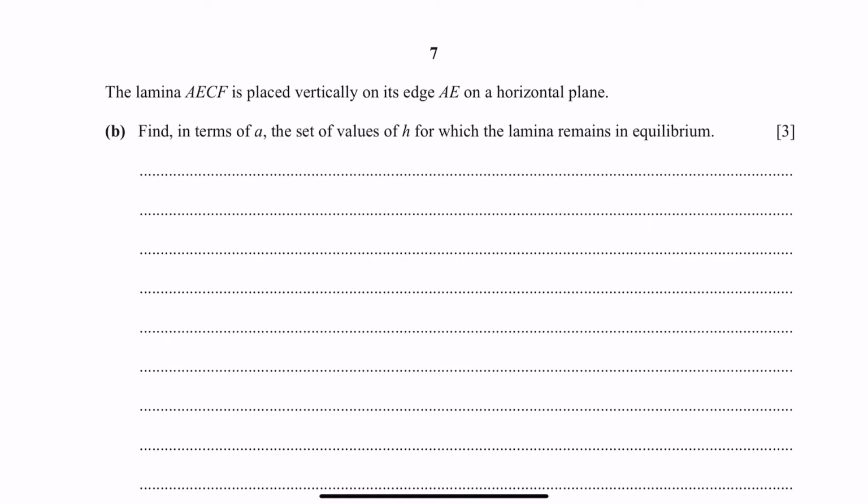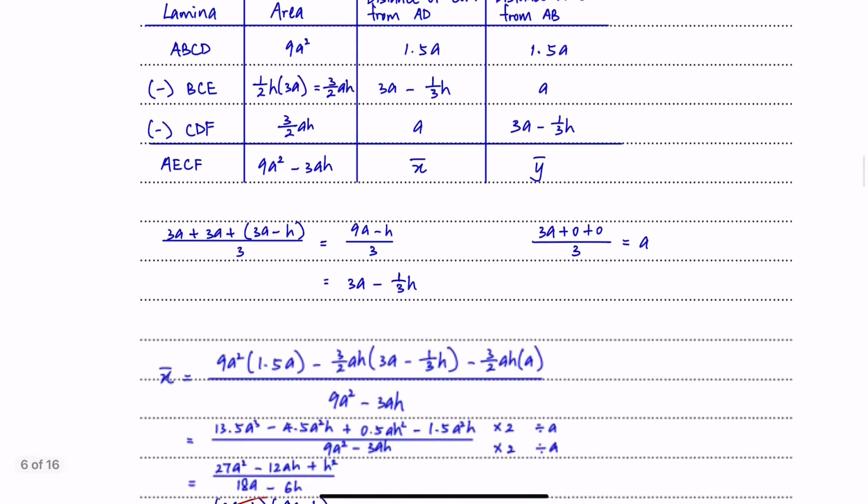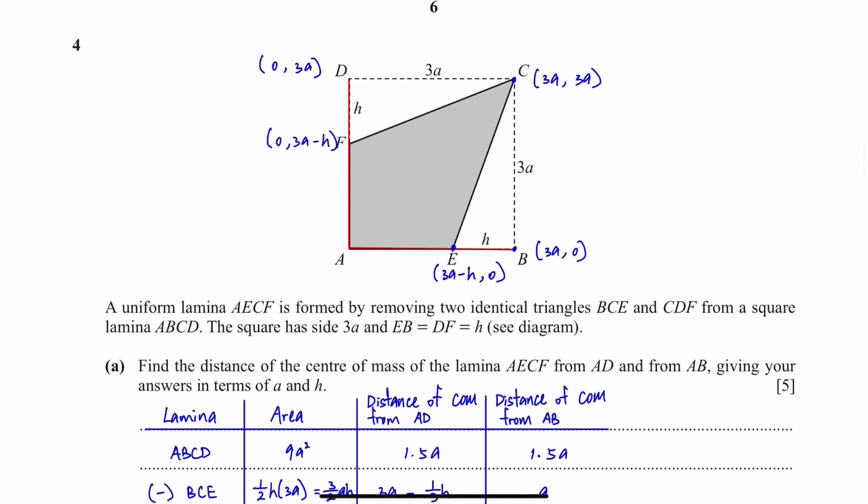Part B. The lamina AECF is placed vertically on its edge AE on a horizontal plane. Find in terms of A the set of values of H for which the lamina remains in equilibrium. So we have this lamina here, and it's placed vertically on this edge. So imagine this is the surface. The black line is the surface, and it's placed vertically like this. So let's say this is the COM.